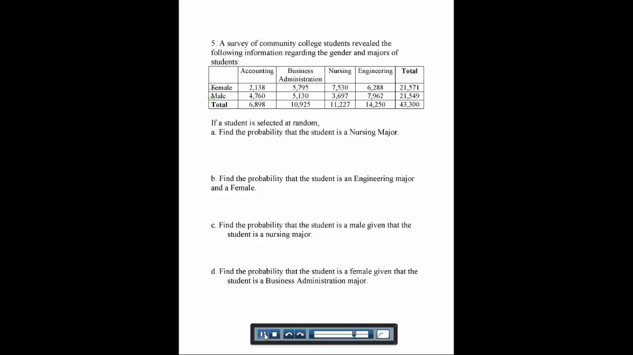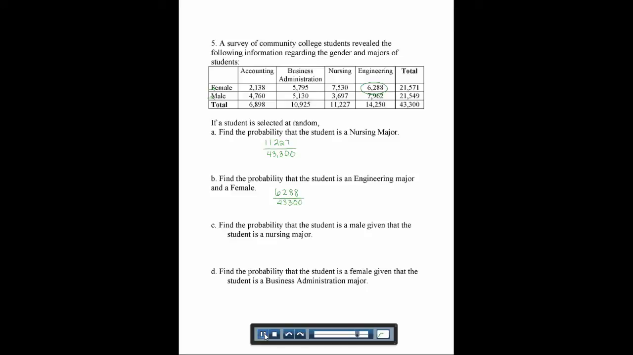So here we're going to take the total nursing majors, which is 11,227, and we're going to divide that by the total students we looked at, 43,300. Okay, the next part says find the probability that the student is an engineering major and a female. So here we only want the engineering majors who are females. So we would look at this box and we'd see that there are 6,288 that are female and engineering, okay, out of our total 43,300.